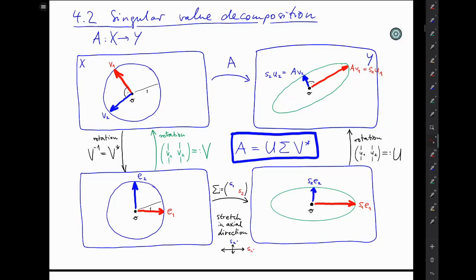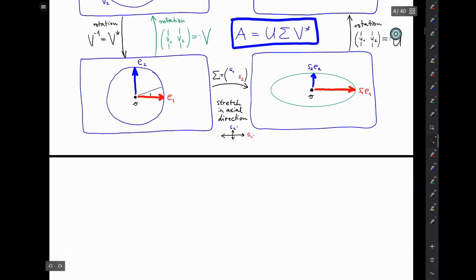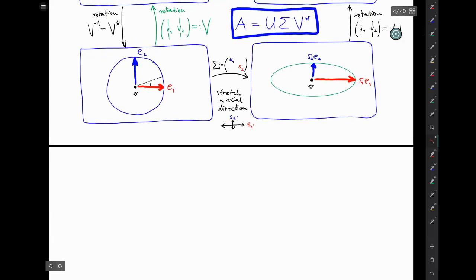In our simple example here, just to be able to draw something, the spaces X and Y were both R2, so that A is given by a 2 by 2 matrix, but also sigma, U and V, as well as V star, are all 2 by 2 matrices. So let's look at the more general case.